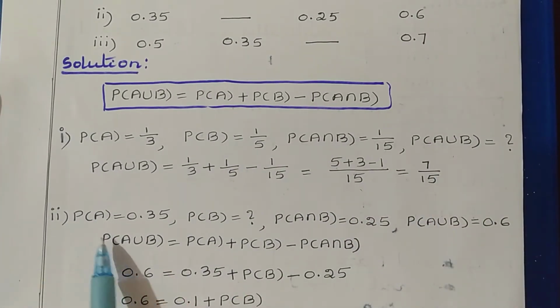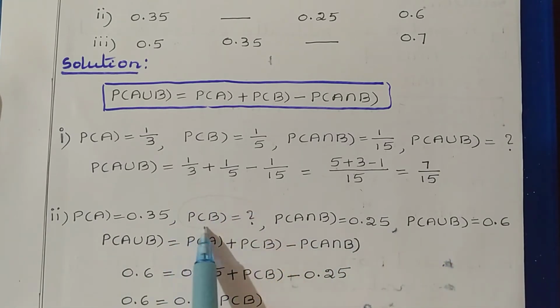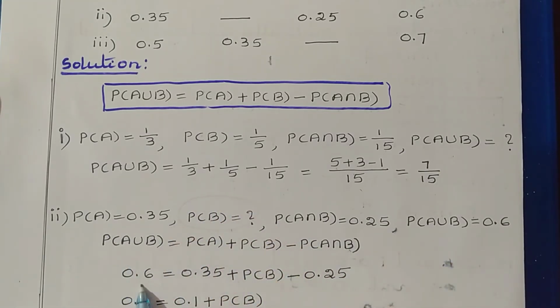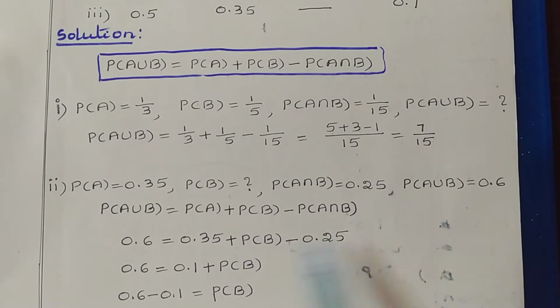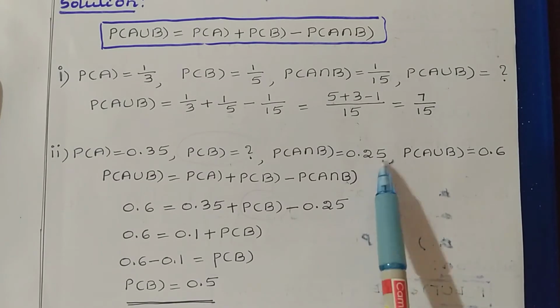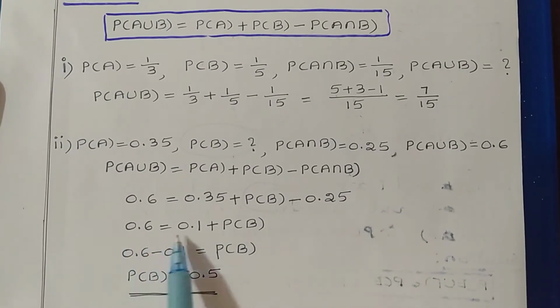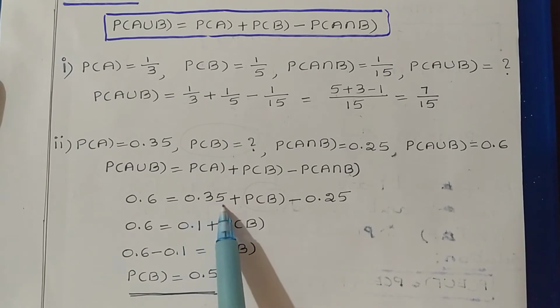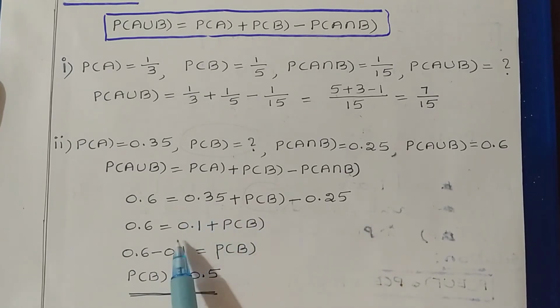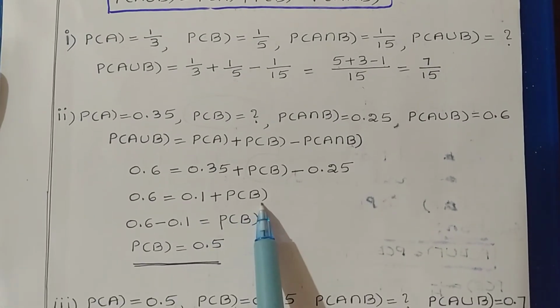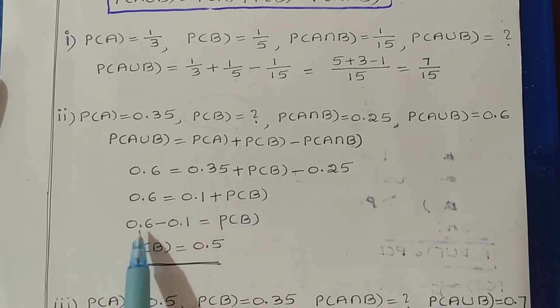Second problem. Again, here we need to find the value of probability of B. Apply the formula and substitute the values. Probability of A union B is 0.6. Probability of A is 0.35. Probability of B we need to find. Then minus probability of A intersection B is minus 0.25. Now 0.6 is equal to 0.35 minus 0.25 gives 0.1 plus probability of B. Let us take this value to the left hand side. So we have here 0.6 minus 0.1 is equal to probability of B. So probability of B is equal to 0.5.